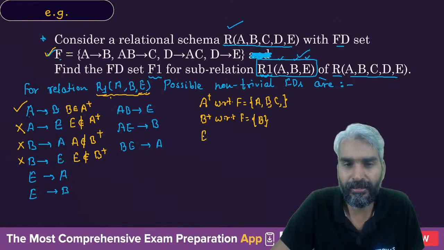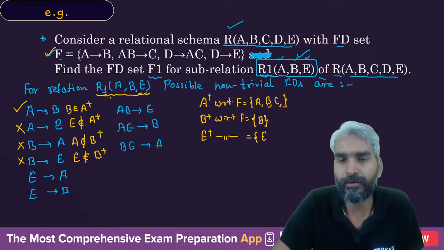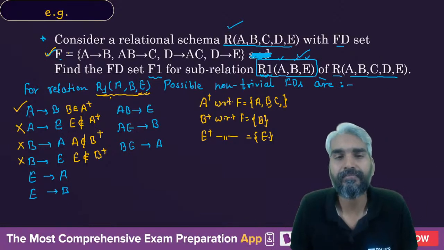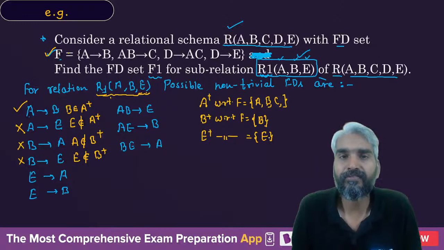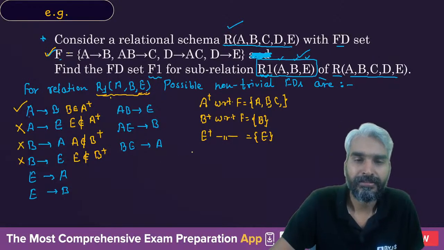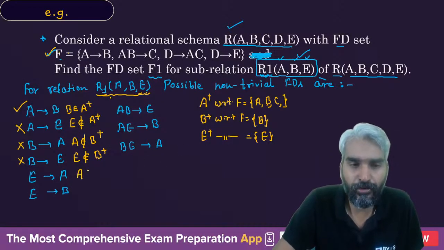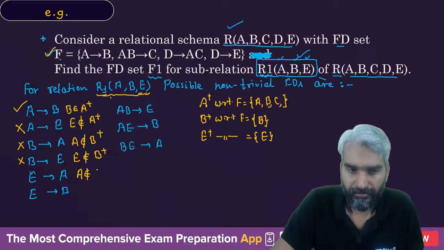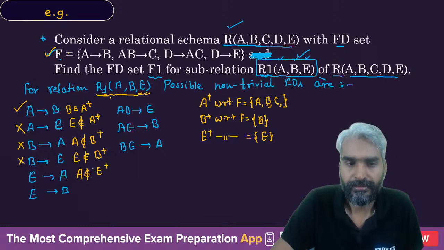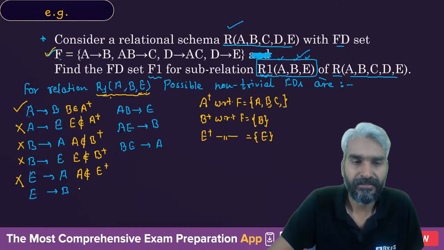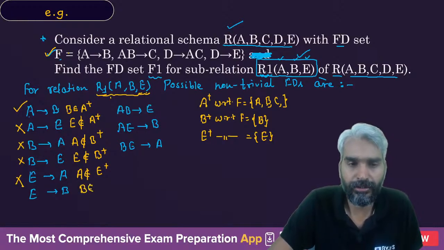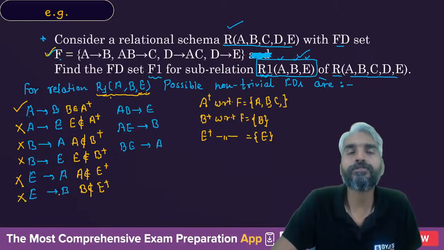Similarly, what is E closure? E closure with respect to F will be E only. Nothing can be derived from E. So what will happen? A does not belong to E closure. Therefore, this FD is not present. Similarly, B also does not belong to E closure. Therefore, this FD is also not present.